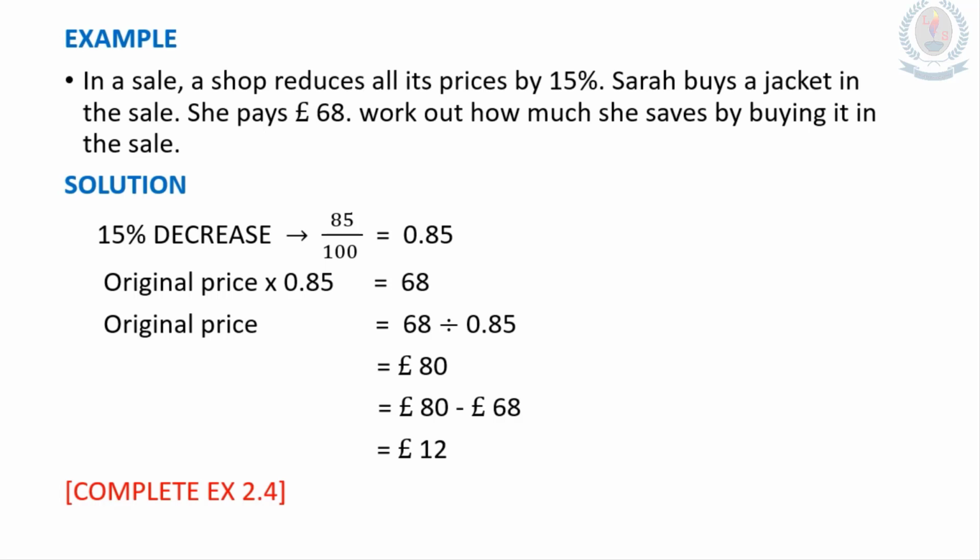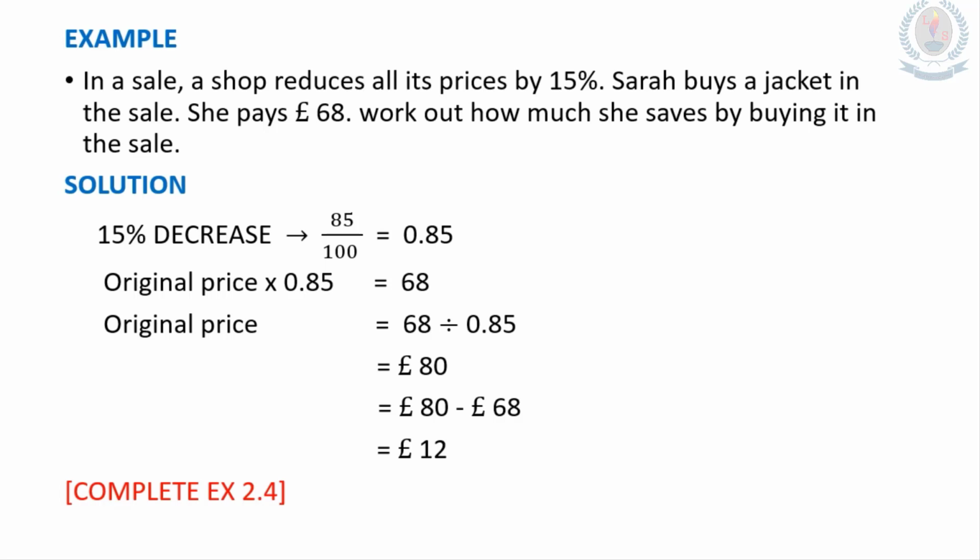The final answer is 68. You have to find the original price. What you have to do is 68 divided by 0.85. The final answer comes to 80 pounds. Here they ask, work out how much she saves. And now what do we have to do at last?